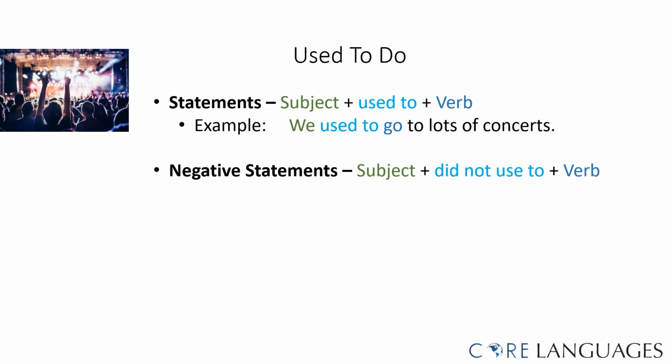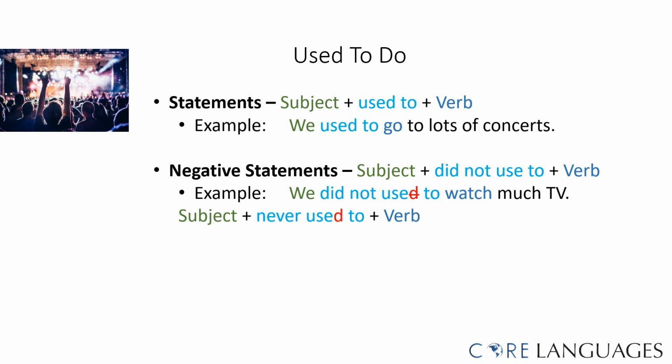We can also make negative statements with used to. The sentence order is subject, did not use to, and the verb. Notice how the D is removed from used when we use did not use. For example, we did not use to watch much TV. It is not correct to say we did not used to watch much TV.